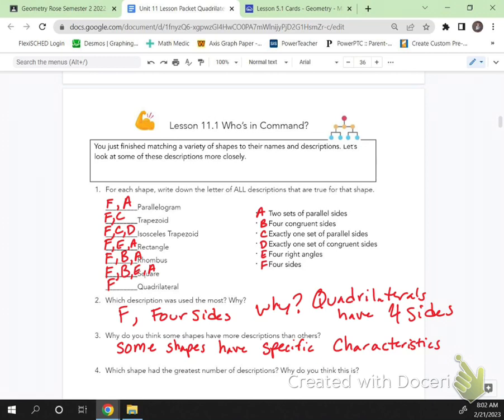It says, which shape has the greatest number of descriptions? A square. Why do you think this is? It's our most specific quadrilateral. It's the quadrilateral with the most characteristics. But we knew that, right? We knew that about a square?